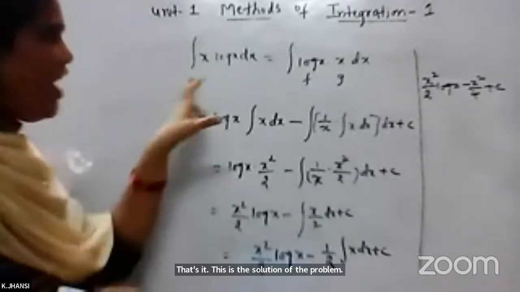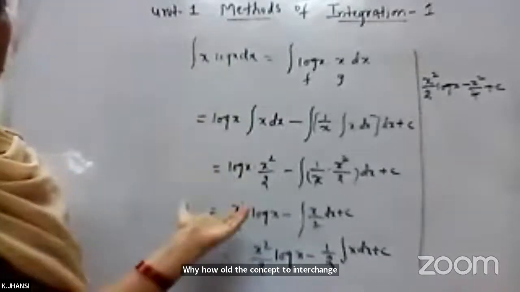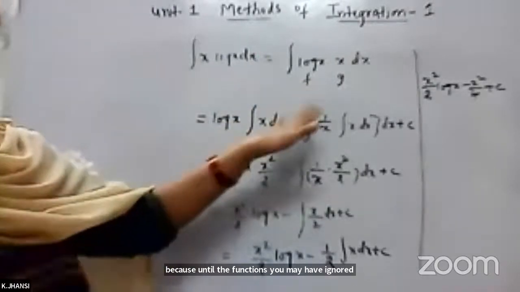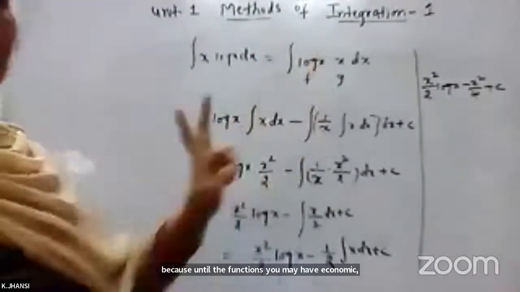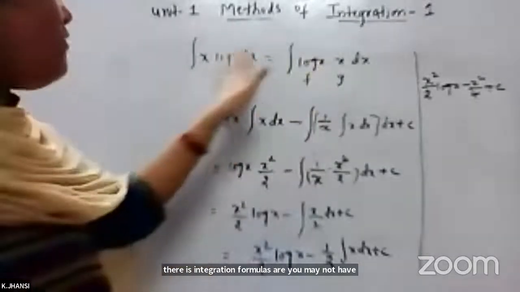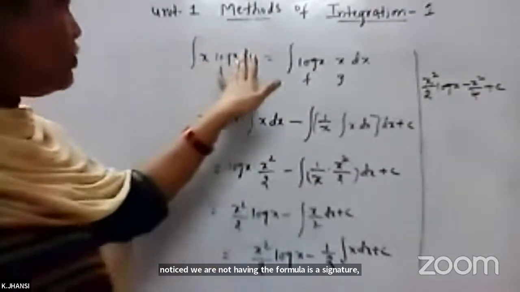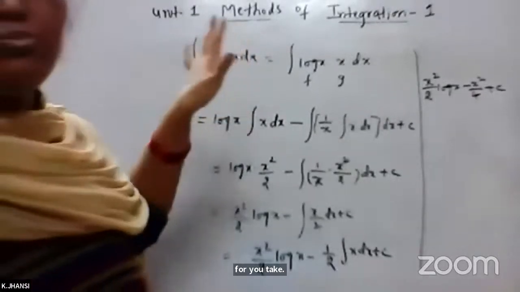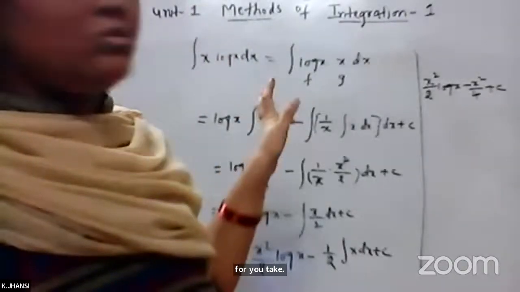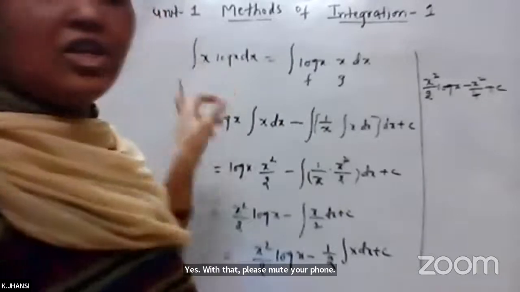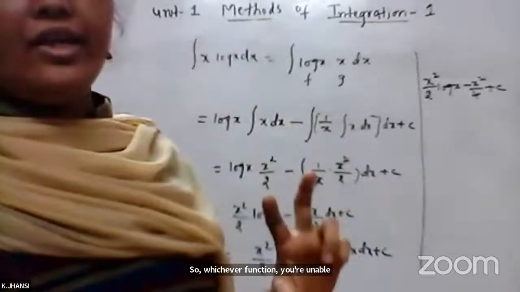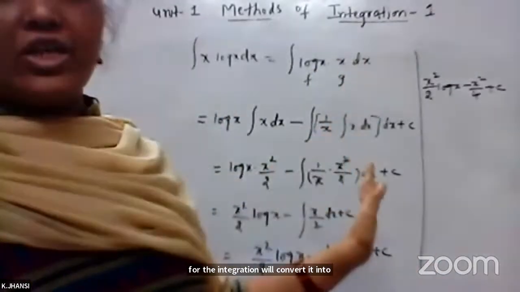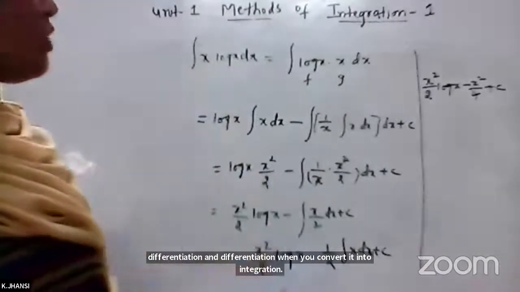So why I have told the concept to interchange f and g, because some functions you may have the integration formulas, or you may not have. So for which functions we are not having the formulas in the integration, you convert them as for the differentiation. So log x integration is not there, so you take it as f. Whichever function you are unable to get the formula for the integration, you convert it into differentiation, and the differentiation one you convert it into integration. So like this you can interchange and you can solve the problem.